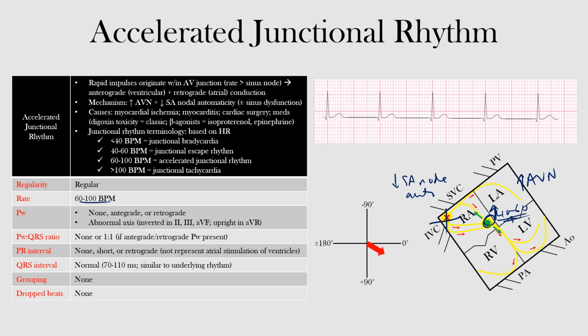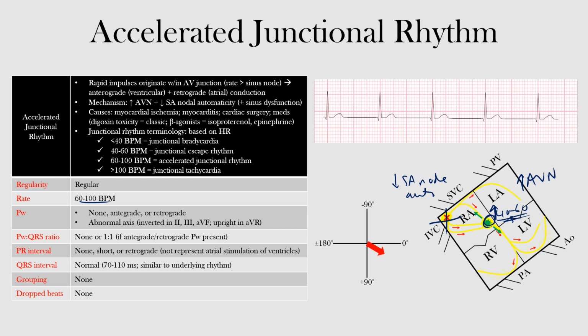All right, now to the EKG features. In general, we define an accelerated junctional rhythm as a regular rhythm with a rate between 60 and 100 beats per minute, a normal and narrow QRS complex, and one with no relation to the QRS complex in any preceding atrial activity. So that's the basic overview.